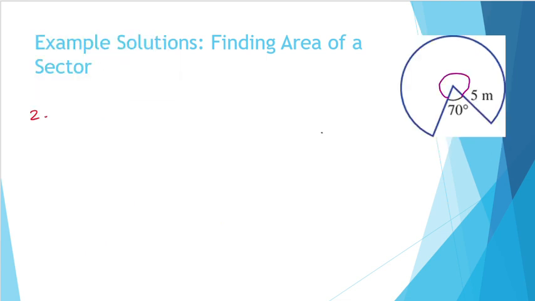Now, for number 2, this one's a bit tricky, but I'll show you how to do it, okay? So I've got 5 meters as my radius here, so that's pretty straightforward. Now, I have here 70 degrees, but that's the exterior angle. That's not the interior angle, okay?